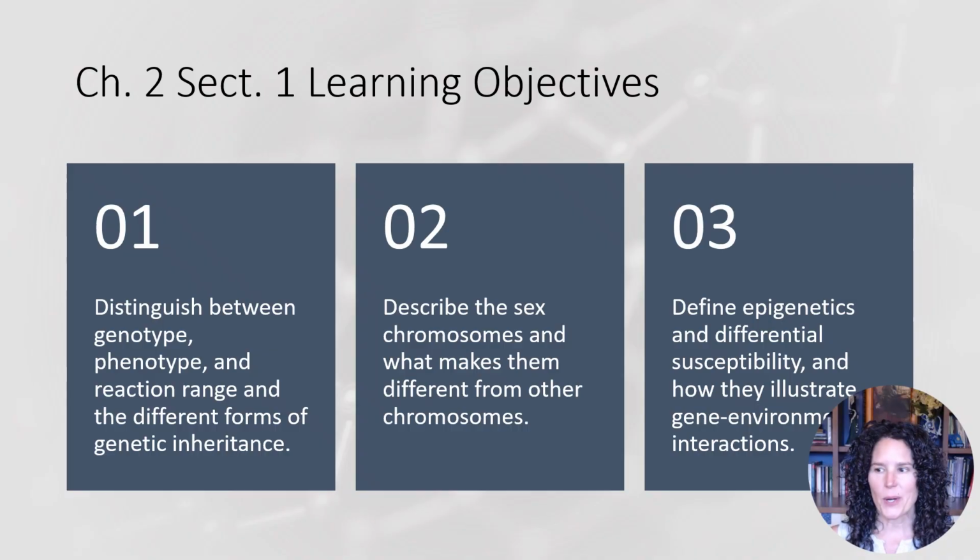All right, here are our learning objectives for Chapter 2. We're going to be talking about the genotype, the phenotype, reaction range, and genetic inheritance. Then you're going to be learning, making sure you can describe the sex chromosomes, how they affect us, and what makes them different. And then we're going to get into some more emerging topics around epigenetics and differential susceptibility, which are related to gene-environment interactions.